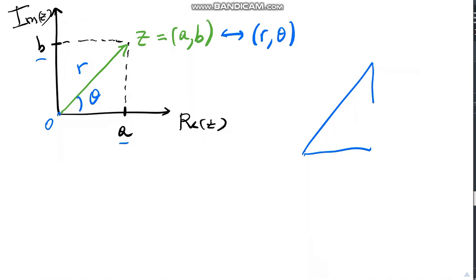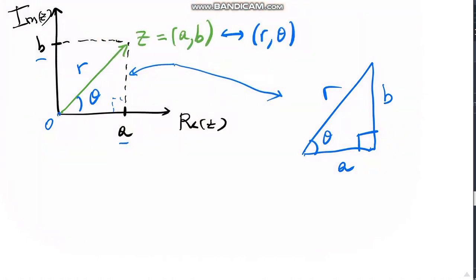I'm going to report it here. We see that this is a right angle because it's the one between the x and y axis. This is theta, this is r, this is b, and this is a. So I've just represented this triangle here in a much larger version, well, a slightly larger version. Okay, so we see straight away that from this triangle we can derive some useful relationships.